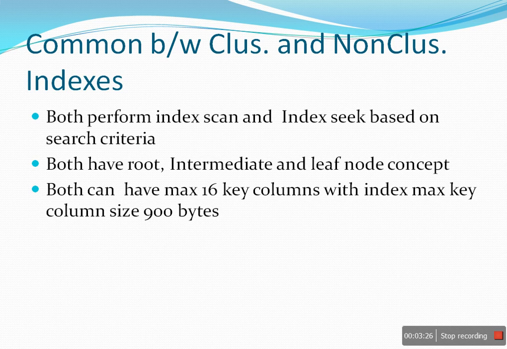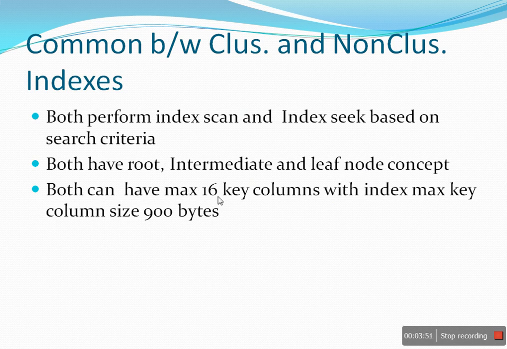If we have an index on a table or table columns, both have the root, intermediate and leaf node concept. So a B tree has a balanced tree structure. In a balanced tree we have a root node, intermediate node and then leaf node. The last node is a leaf node. So at the last level we have the leaf node concept.